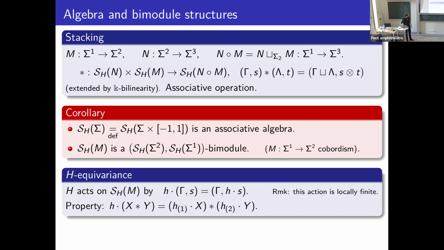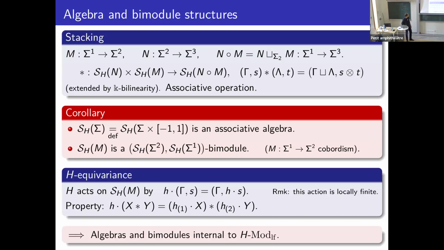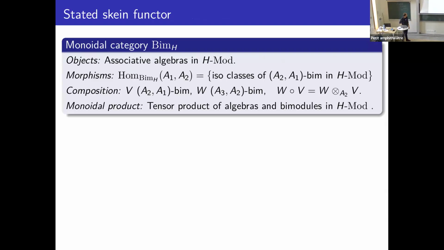And you have this equivariance property. Said differently, it means that you actually get algebras and bimodules internal to the category H-mod. And if you don't know what internal to H-mod means, you can take this as a definition. Okay, so now we have quite an idea of what the target category of our functor will be. So you get algebras and bimodules internal to H-mod.